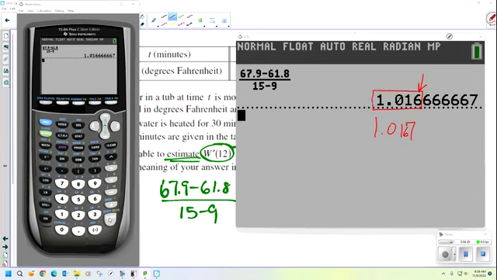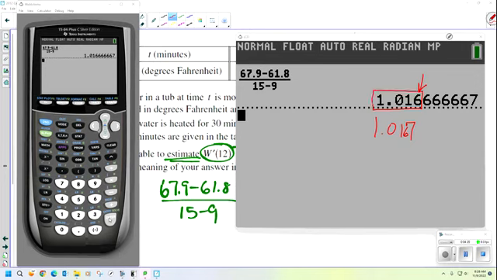It speaks of the temperature of the water, the time, and the rate is increasing. That's a positive 1.017. Okay? There you go. I thought that was a pretty simple 1A.